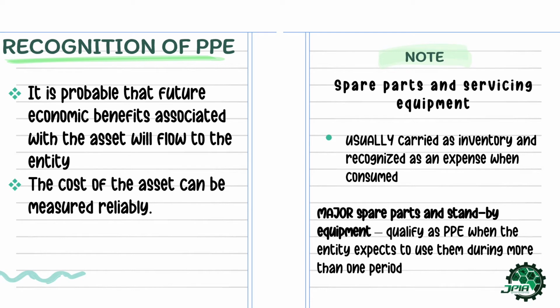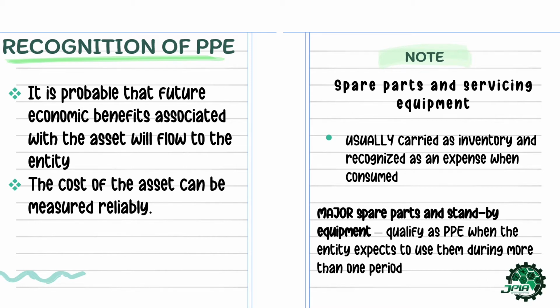So one note before we go to the measurement, spare parts and servicing equipment can be confused as PPE. So there are distinctions between these. Spare parts and servicing equipment generally, since they are used for repairs and maintenance, are usually carried as inventory and recognized as an expense when consumed. And this expense is usually called repairs and maintenance expense. Okay? However, major spare parts and standby equipment are qualified as PPE.